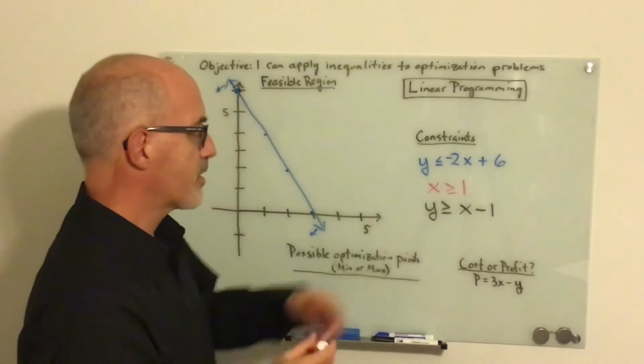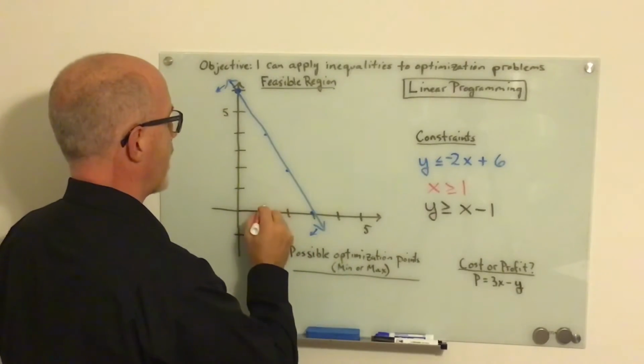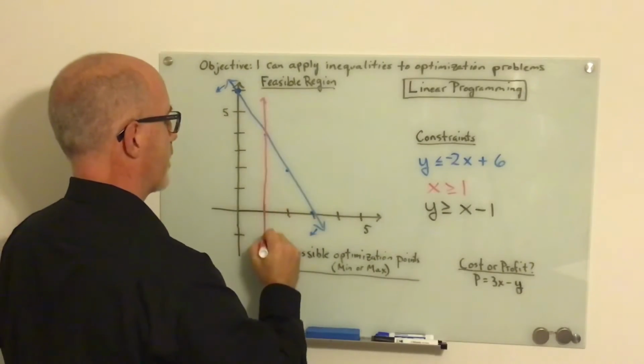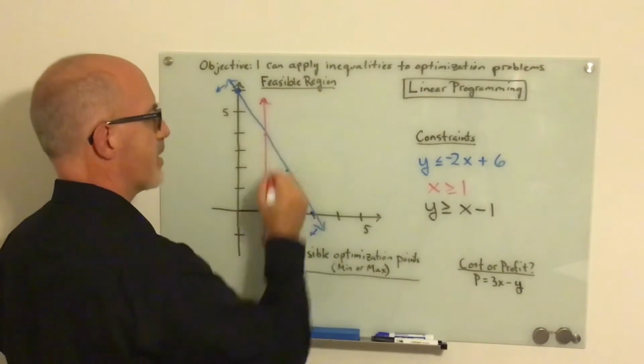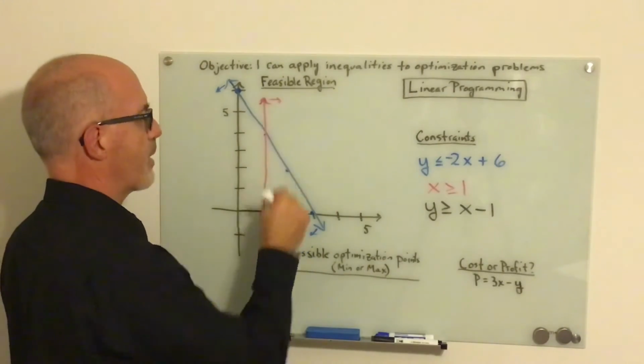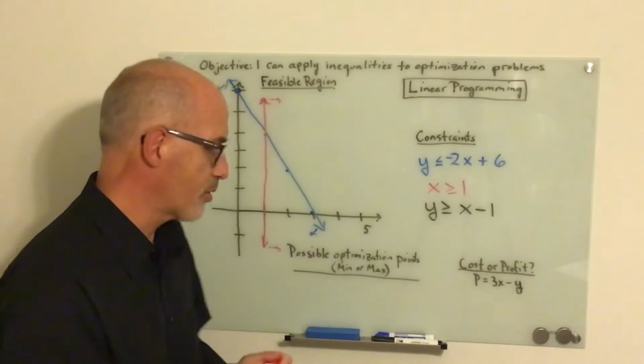The next one, x is greater than or equal to 1, is just a solid vertical line at x equals 1. That looks like this. And we're going to go greater than it, so on this side. So far we have this region down here is the overlap of those two graphs.